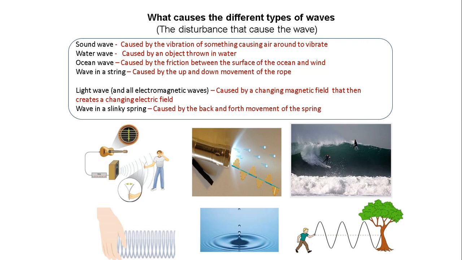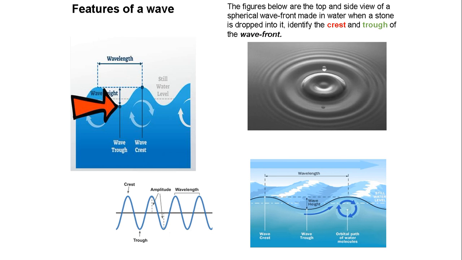For waving a slinky spring like this, a slinky spring, like a yo-yo spring, when you push it back and forth, that's the vibration. It can lead to transfer of wave. Now, features of a wave. Features of a wave are things that you can find in any wave.